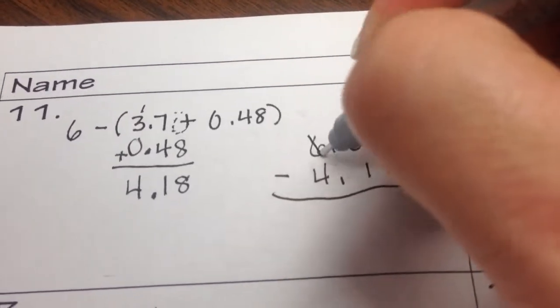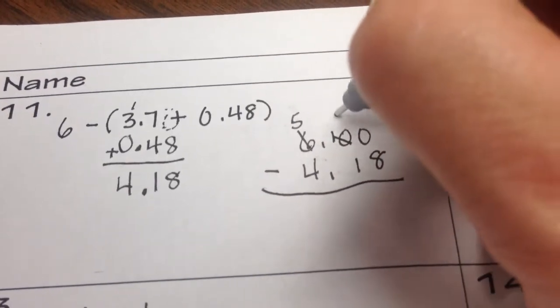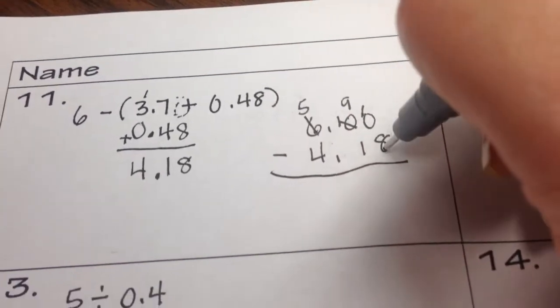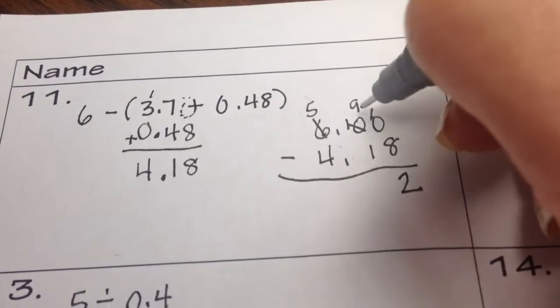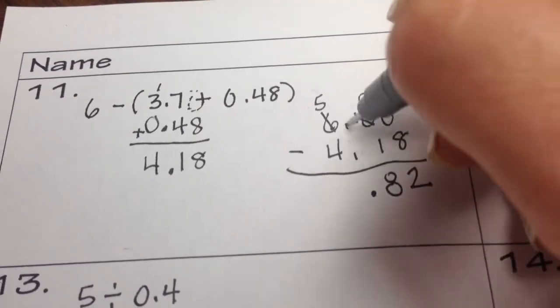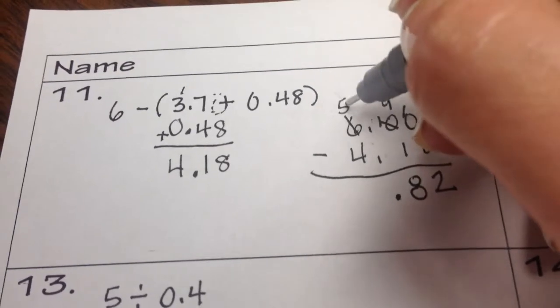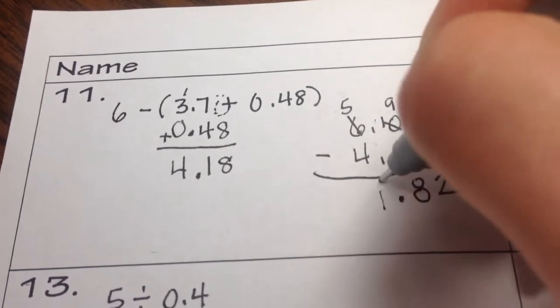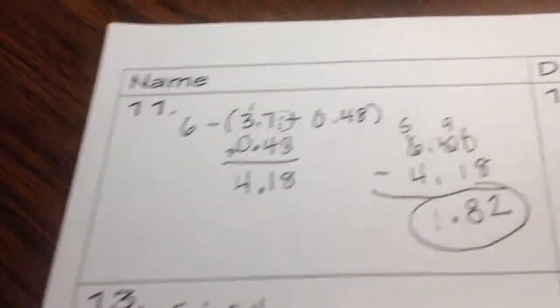So I subtract, I'm going to borrow. There. So 10 minus 8 is 2. 9 minus 1 is 8. Point. Keep my decimals in a line. 5 minus 4 is 1. So my answer is 1.82.